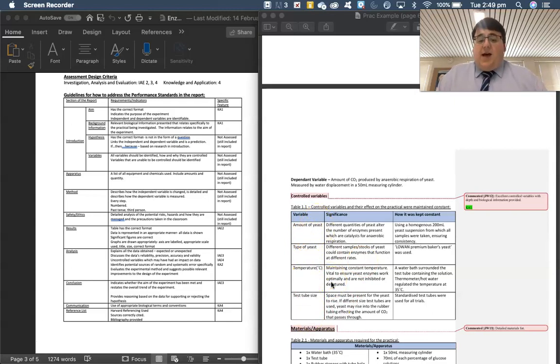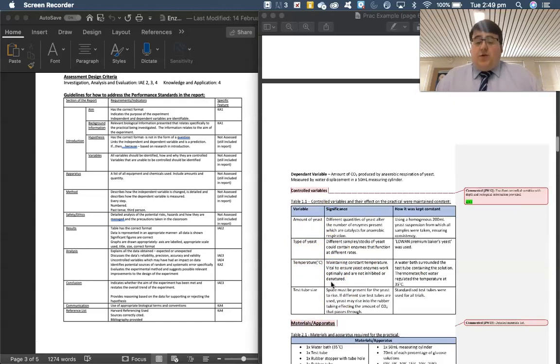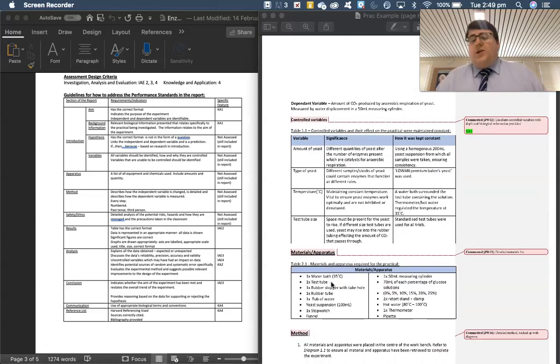If your word count allows, it's also nice to sometimes think about doing a little table for uncontrolled variables. So things that you've tried to control, but just physically weren't able to control. What you've done to reduce the effect of that uncontrolled variable, as well as what it's going to do to the data.